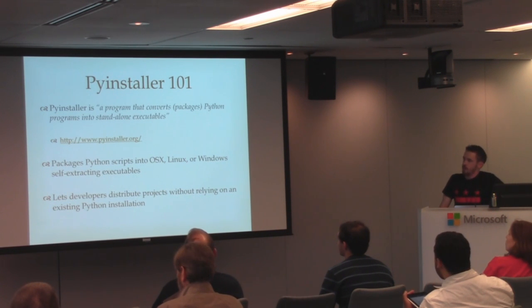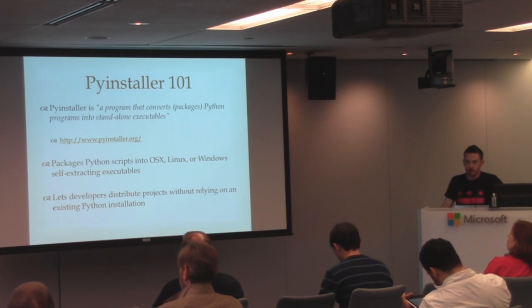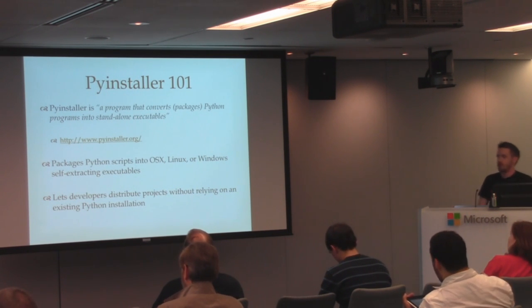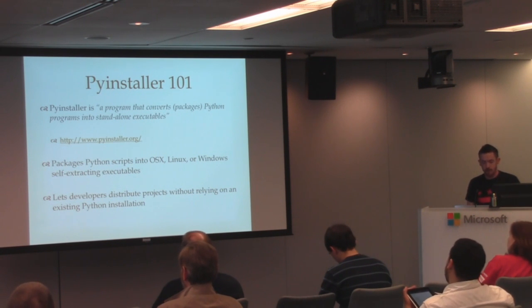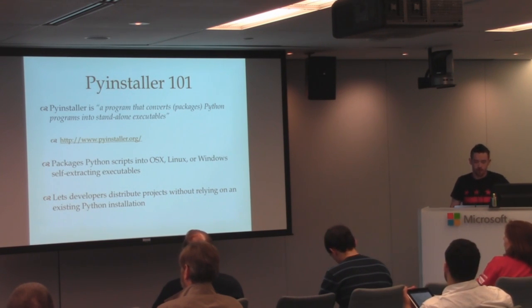So, Pwninstaller 101. If you're not aware of what it is, it's straight from their website. It's a program that converts or packages Python programs into standalone executables. The main site is pwninstaller.org. And it's been around since, I think, early 2000s. It's been about 10 years or so. It's pretty well established. I forget what version they're on, but it's an active project. It's a really cool effort. They do great work. And essentially, it packages up Python scripts into OS X, Linux, or Windows self-extracting executables. And this lets developers distribute projects without relying on an existing Python installation. Like I said, I'll go over exactly how it does this.